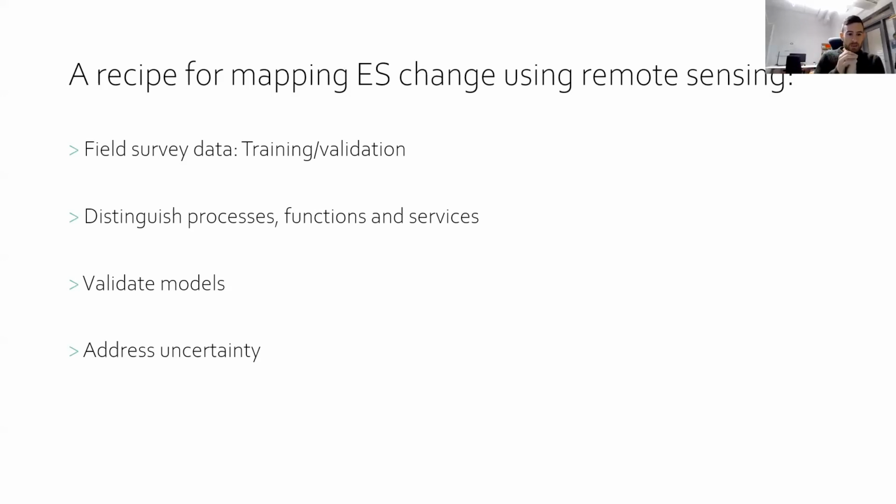Extremely important, we need to use the right terms. We need to distinguish clearly between ecosystem processes, ecosystem functions, and ecosystem services. And then, stemming out of that field survey data, we need to validate whichever model we produce. We need to be very clear about validation results, and we need to address uncertainty of the models.